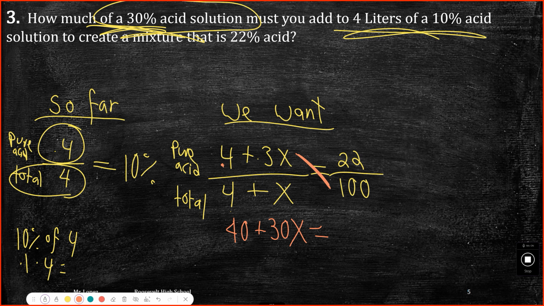All right. Then 4 times 22 is what? 88? And then what? 22 times x is 22x? Move it around. Is that going to be 8x? Equals what? 48. X equals what? 6.